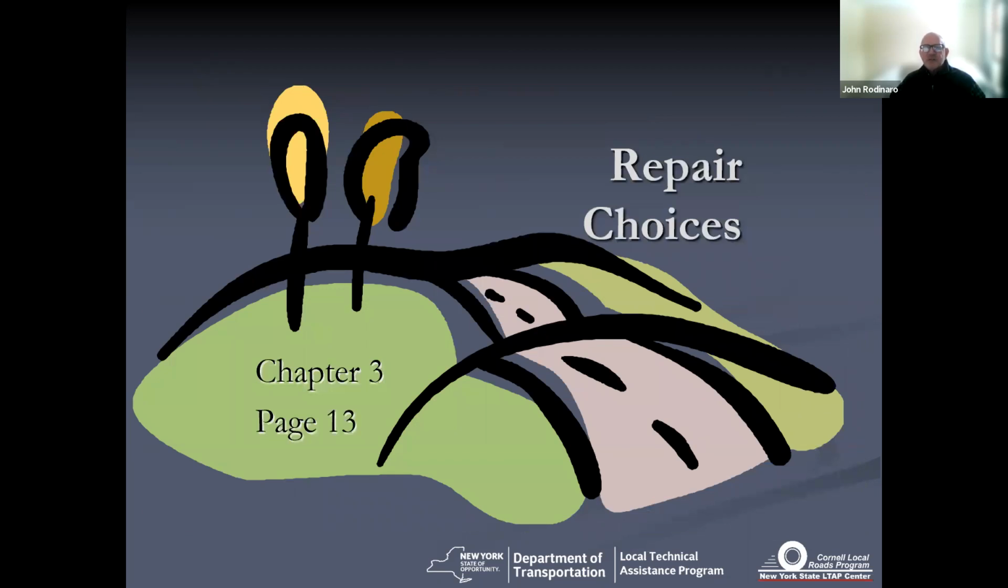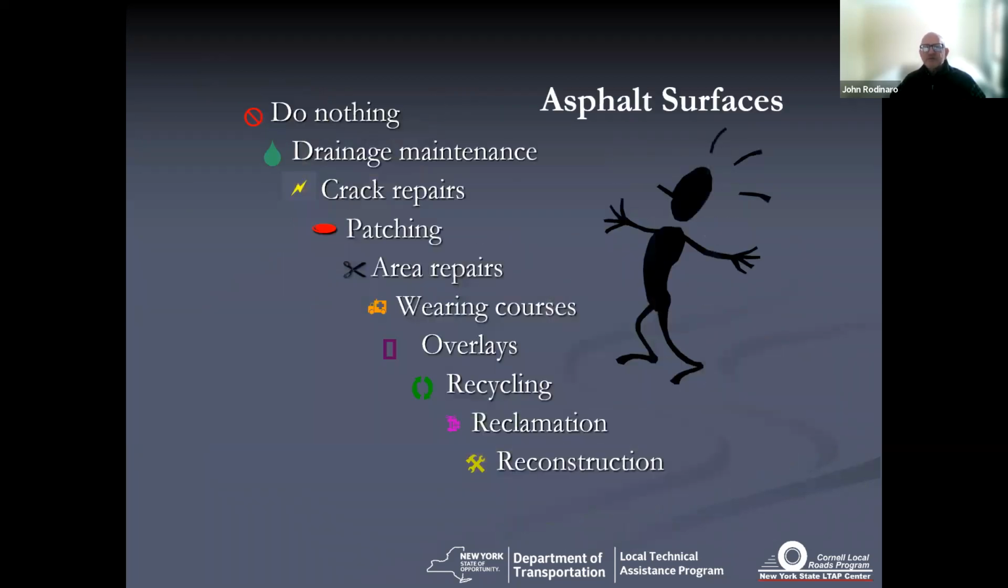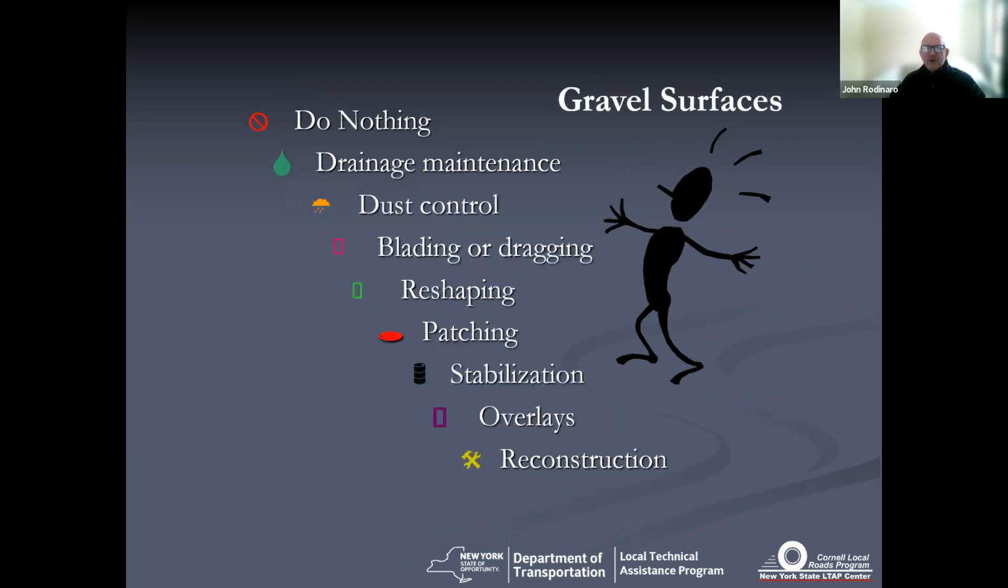So let's get into the specifics. Let's talk about our repair choices, and we start with that in chapter 3 of the workbook. So you've got a couple different pavement surfaces you'll be working with. The most common in New York is our asphalt surfaces, hot mix asphalt, and you've got a range of options that run from doing nothing all the way to full-blown reconstruction. And you'll notice that our maintenance activities are right there in the middle. Now, we've also got a handful of gravel surfaces or dirt roads still in the state. Some of you may be responsible for those. You've got a range of options that are different than your asphalt pavements.